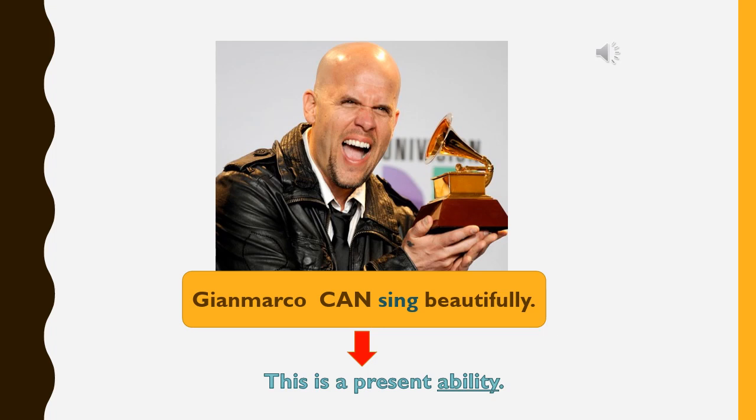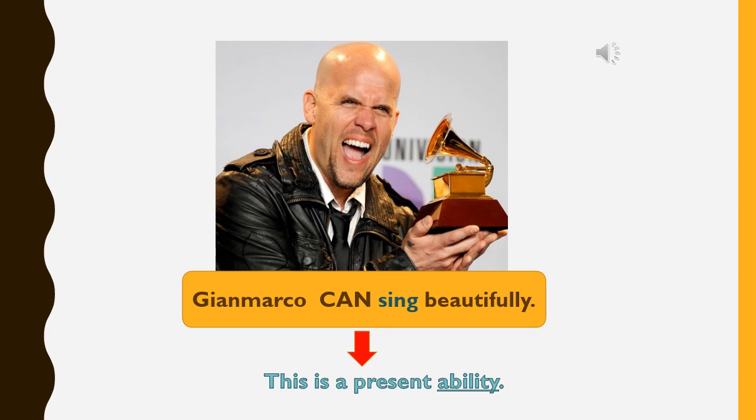Okay, here the sentence says, Gianmarco can sing beautifully. In this sentence, we are talking about a present ability. Gianmarco can sing beautifully now, in the present. For example, I can speak English now. I can dance salsa. This is a present ability.